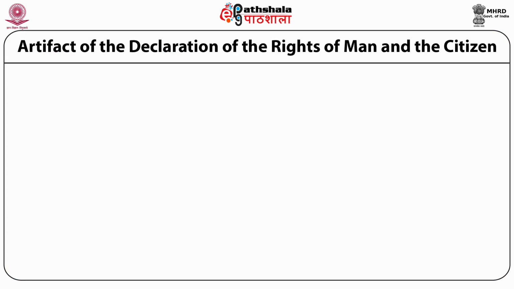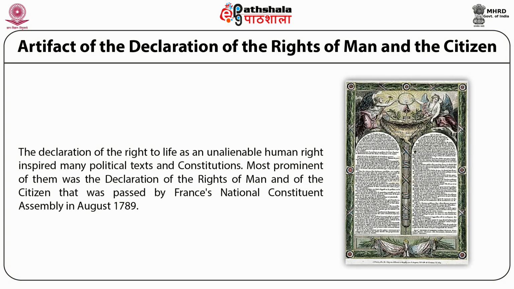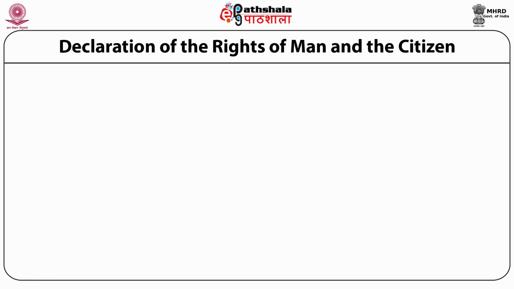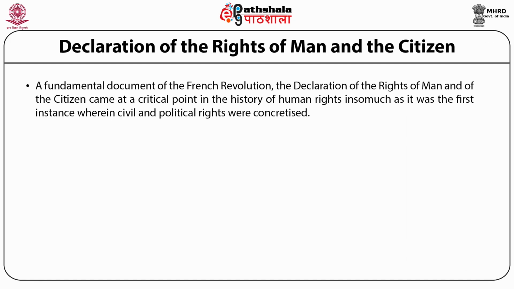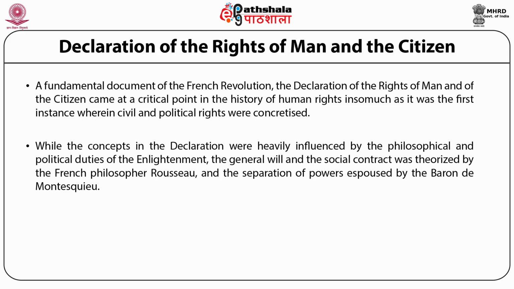You're here looking at an artifact of the Declaration of the Rights of Man and the Citizen, which is one of the founding charters of the French Republic. Now let's come to the Declaration of the Rights of Man and the Citizen. A fundamental document of the French Revolution, the Declaration came at a critical point in the history of human rights, inasmuch as it was the first instance wherein civil and political rights were concretized. The concepts in the Declaration were heavily influenced by the philosophical and political ideas of the Enlightenment.